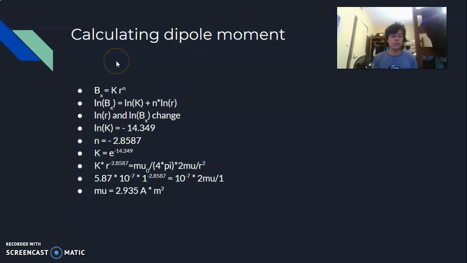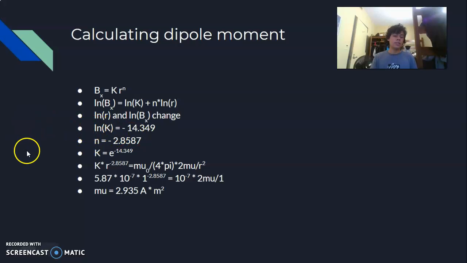So we calculated the dipole moment. We used a formula that ln Bx is equal to ln k plus n times ln r. So ln r and ln Bx are changed right here. n and k are constants. We use ln k is equal to our intercept from before, which was negative 14.349. n was equal to negative 2.8587, which was our slope.